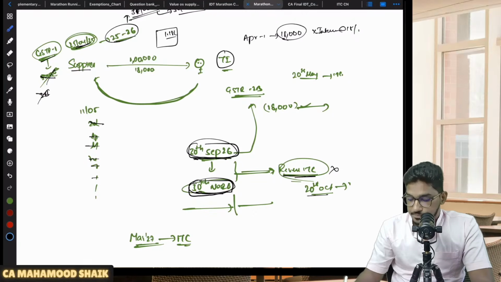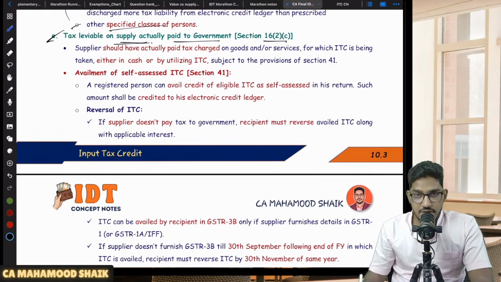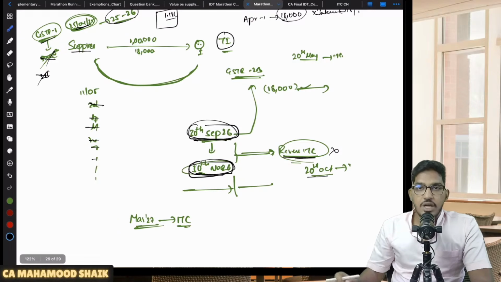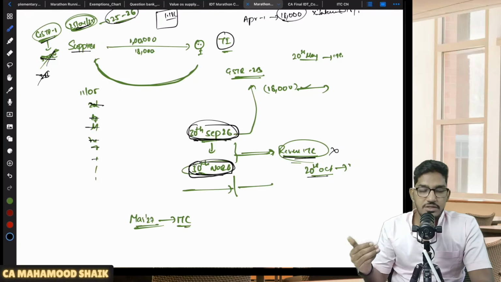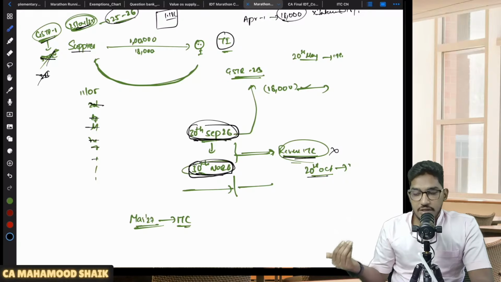So this is what condition 16 subsection 2 clause C says, the tax leviable on such a supply should have been actually paid to the government. But this is how the scenario will actually practically work out. So the government will wait for the supplier to file his GSTR 3B till 30th of September. Still, if he is not doing it, then they will give the intimation to the recipient to reverse the ITC amount by 30th of November. If you are reversing it by 30th of November, well and good.